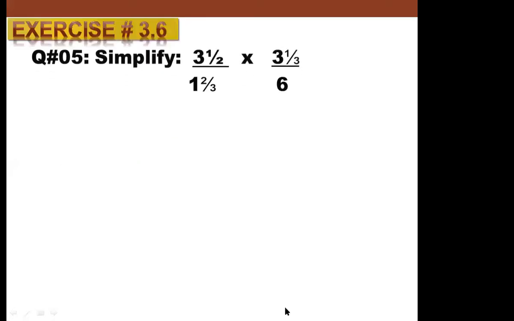Exercise number 3.6, question number 5, simplify. Now here what you have, 3 whole 1 upon 2 divided by 1 whole 2 upon 3. This is one complex fraction, and this complex fraction is multiplying with another complex fraction, that is 3 whole 1 upon 3 divided by 6.